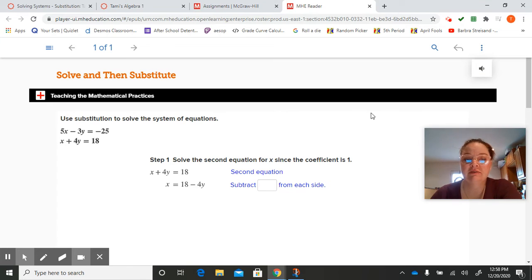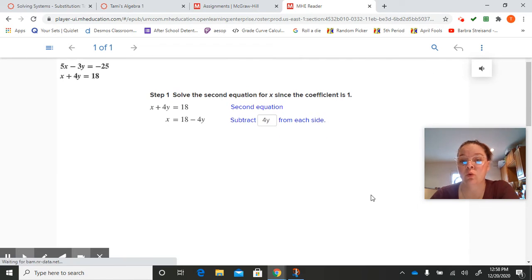Use substitution to solve the system of equations. So notice that this one doesn't have a variable by itself. So we have to first take one of our equations and get the variable by itself. We're going to use the second equation because x has a coefficient of 1, so we don't have to worry about a whole bunch of extra work. We simply take 4y and subtract it from both sides. And that gives us x equals 18 minus 4y.